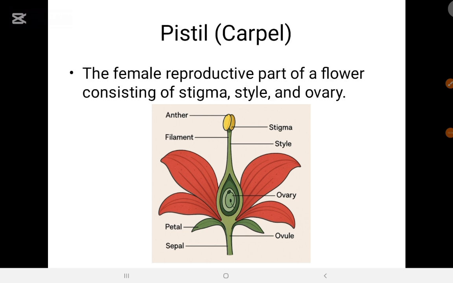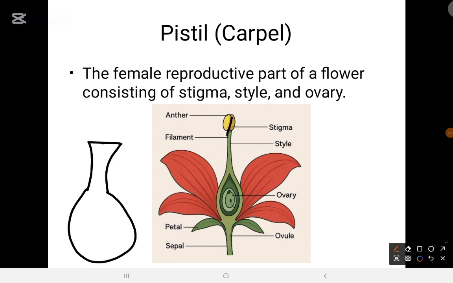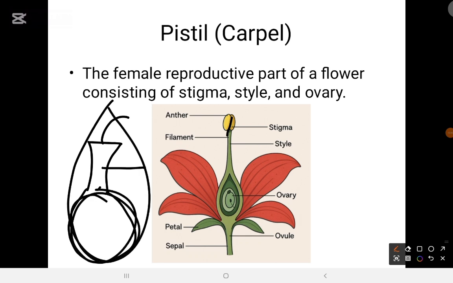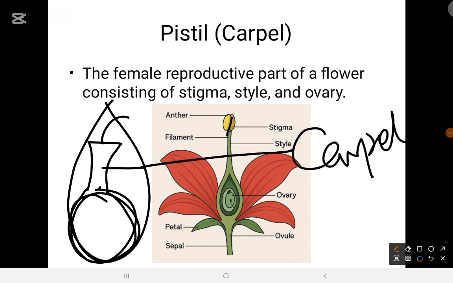Now the next thing is the pistil or carpel. Now the pistil is basically the female reproductive part of the flower, consisting of the stigma, style, and ovary (SSO). So this portion here, what I drew the other time. We have the stigma here, the style that holds the stigma or connects the stigma to this portion, which is the ovary. All of these three together are called the carpel or the pistil.